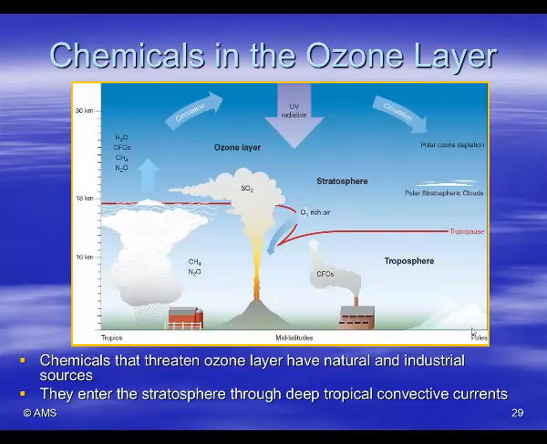So we see that chemicals that threaten the ozone have both natural and industrial sources. What can happen is if we get a really strong convective thunderstorm, we can break through the top of the tropopause and drive gases into the stratosphere. Volcanic eruptions can do the same thing. They can send CO2 into the atmosphere. And CFCs that are man-made can also get driven up into the atmosphere.